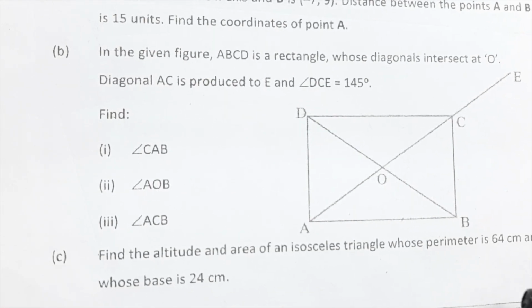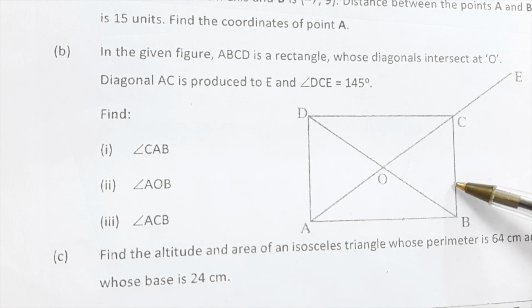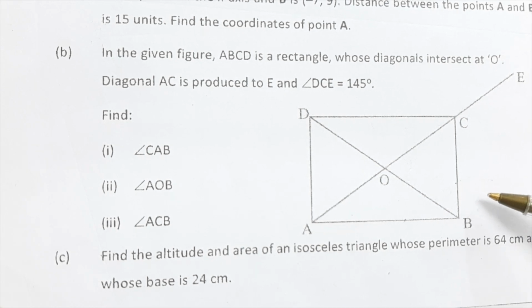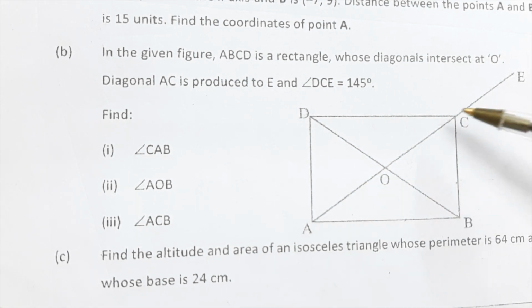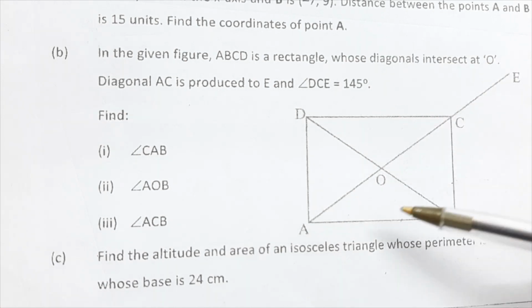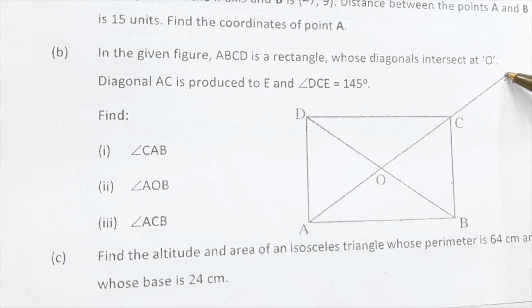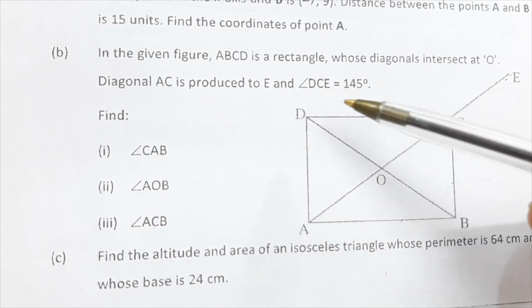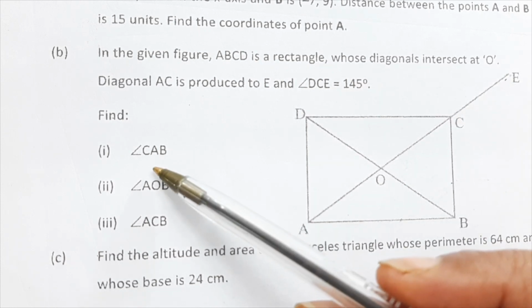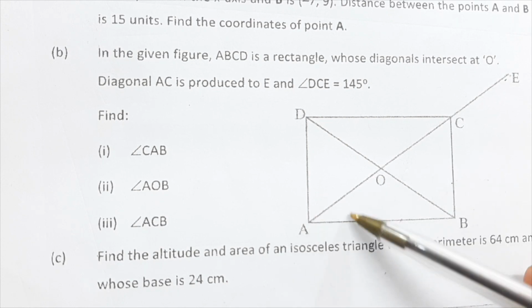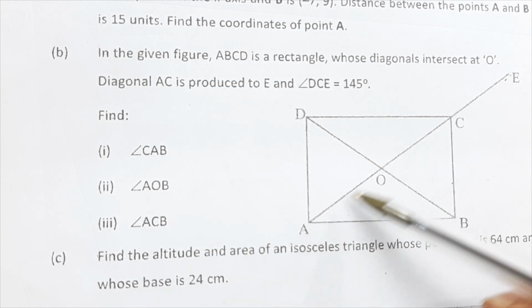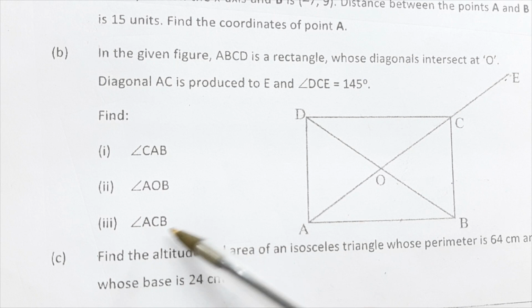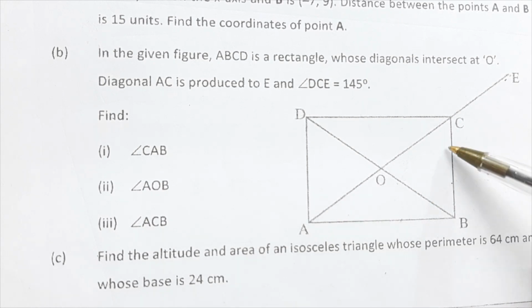Question 4b is a geometry diagram. This one. Let us read it. In the given figure, ABCD is a rectangle whose diagonals intersect at O. Diagonal AC is produced up to E and angle DCE is 145. Find angle CAB, that is this one, AOB, that is this one, and ACB, that is this one.